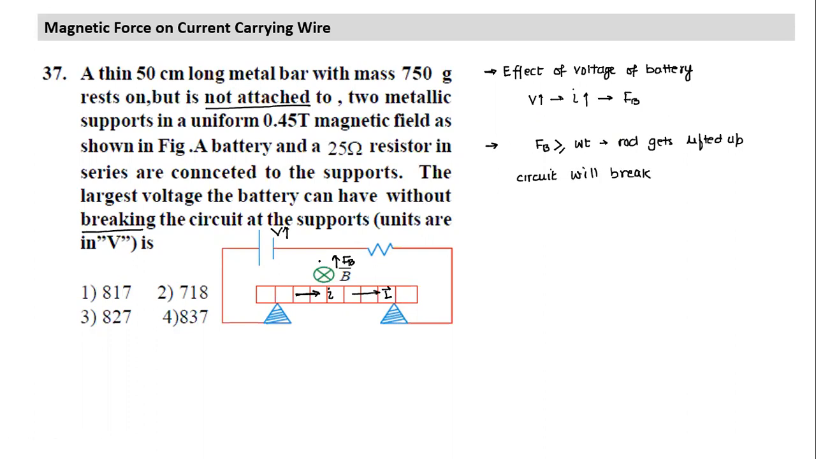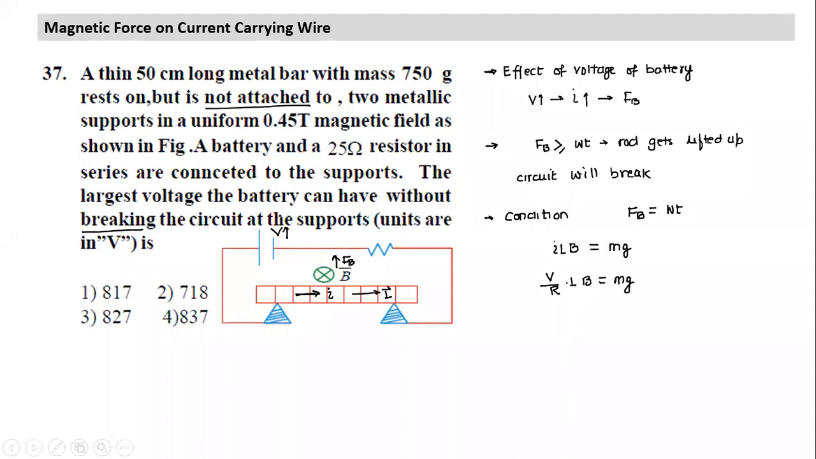So the first part of this question is simple enough. What is the largest voltage it can have? The condition is FB is equal to weight. That's a limiting condition. So the condition to solve this question is that FB in magnitude is equal to the weight. What is FB equal to? I into L into B is equal to mg. What is I equal to? I is equal to voltage by R, so V by R into L into B is equal to mg.